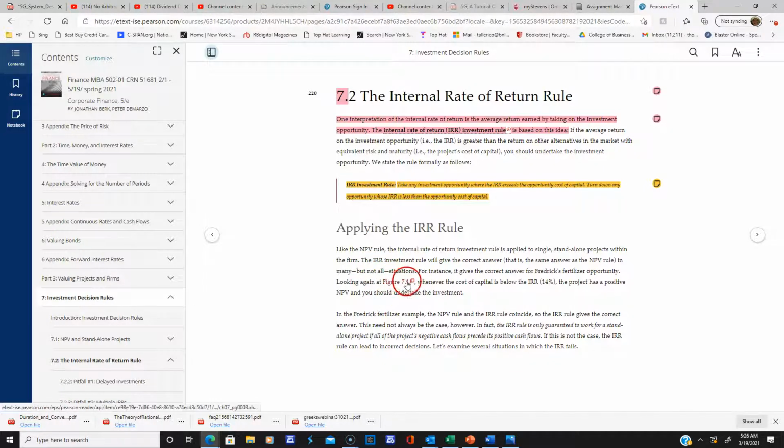So when we looked at figure 7.1 previously, right? The internal rate of return was 14%. And anything greater than that, you take the net present value. Okay? So that's important to know.